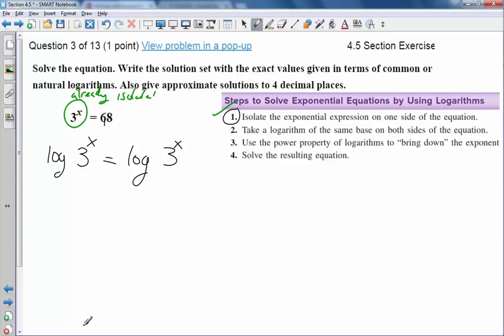What did you say? Base 10 is a good one. Why do we like base 10? Because your calculator has a button for it. You can compute any logarithm base 10. ln makes sense too. You can take ln. Or if you don't like either one, if you want to go with any other number than 10 or e, what would it be for this question? What would it be?